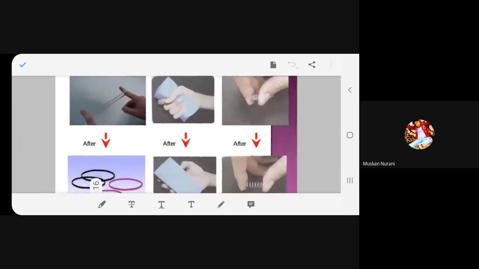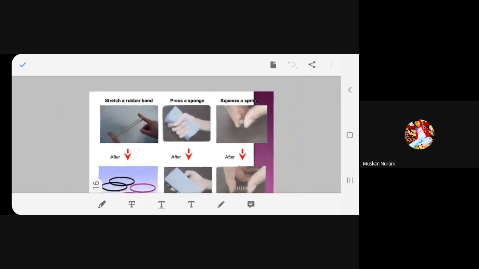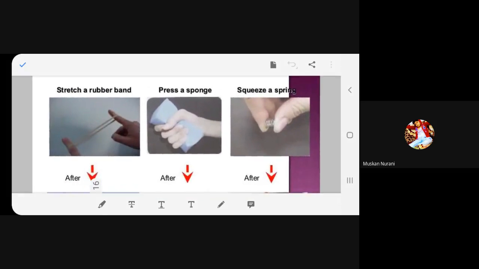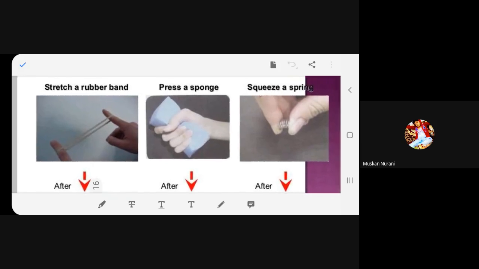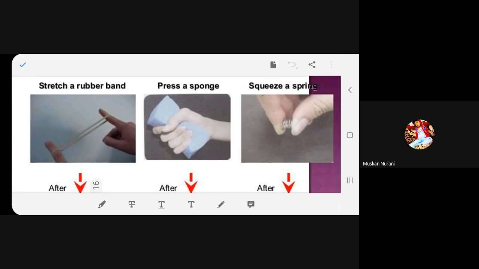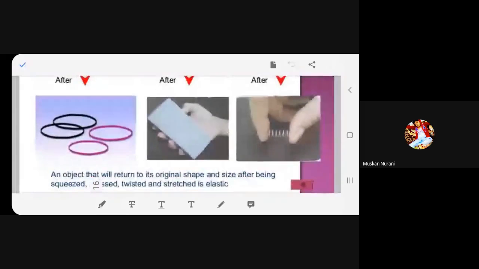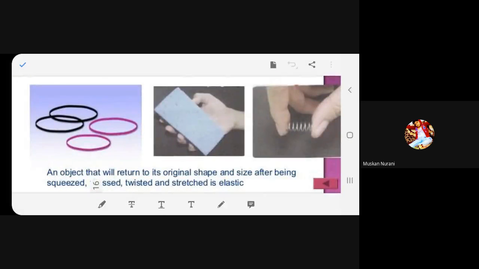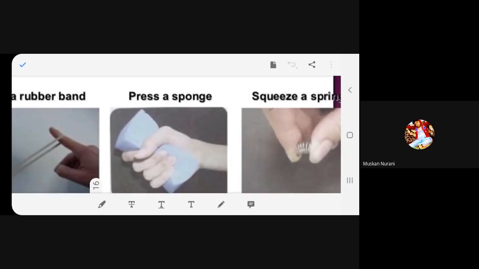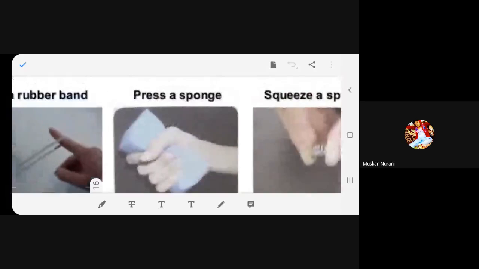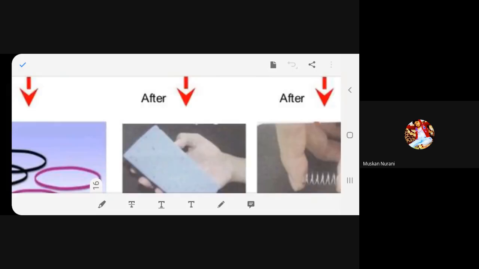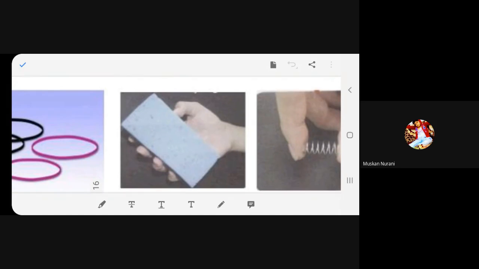Okay. Now we go to the next one. Now we see what the application of force does one by one. Please read. The first activity is what? Stretch a rubber band. Okay, what happens? Now see. Afterwards, what happens? This is the rubber band. Understood? The second activity: press a sponge. You leave it. What do you get?